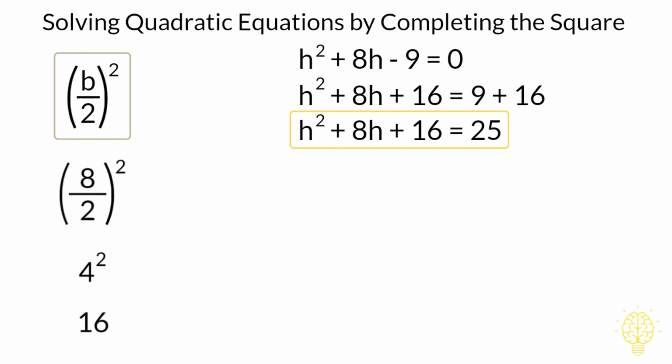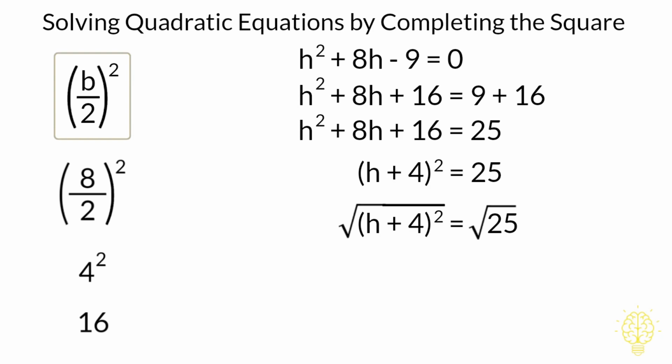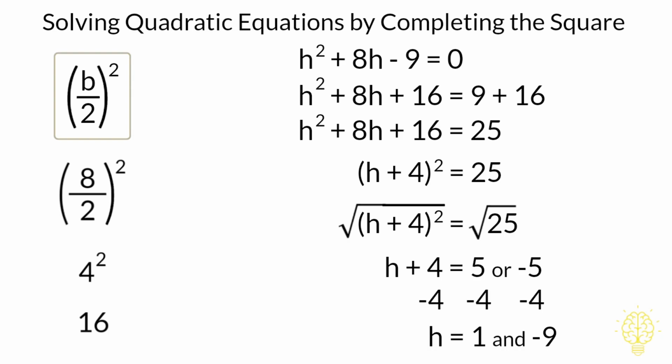Now we rewrite our quadratic in its square format of h plus 4 squared, since 4 is half of 8. Now that we have h plus 4 squared equal to 25, we're ready to solve for h. First, we take the square root of both sides. Since the square root of 25 can be 5 or negative 5, we'll get two different answers. Now we subtract 4. 5 minus 4 is 1, so that's one answer, and negative 5 minus 4 is negative 9, so that's the other answer. So h equals 1 and negative 9.